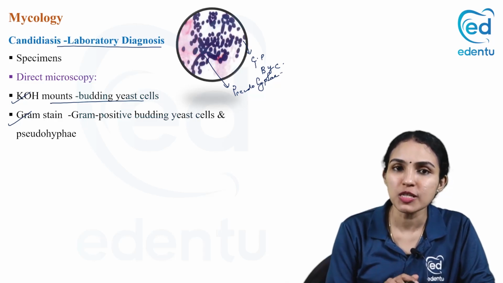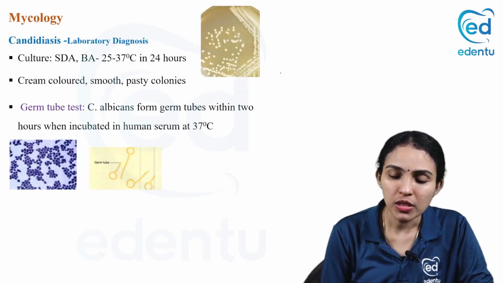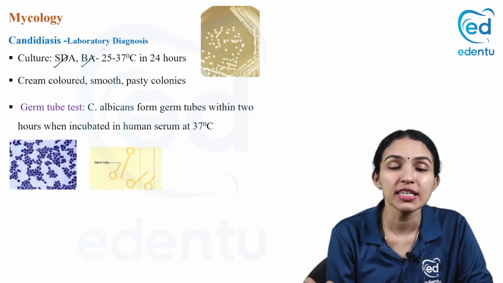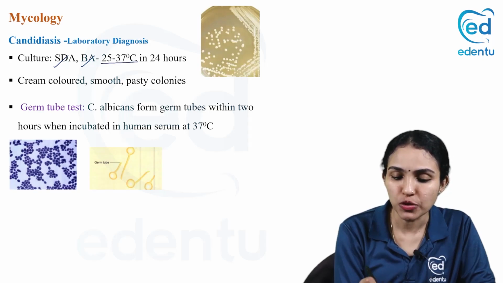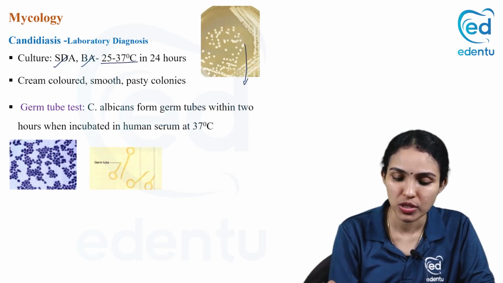So the most important species of Candida is Candida albicans. When you culture it in Sabouraud dextrose agar and blood agar, Candida can grow well in blood agar also. When you do the cultures at 25 to 37 degrees Celsius, you will see creamy moist colonies in Sabouraud dextrose agar.